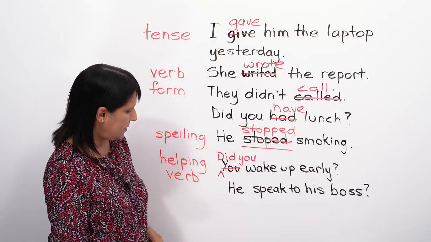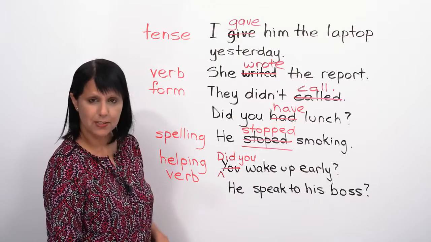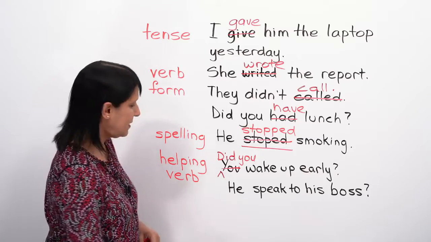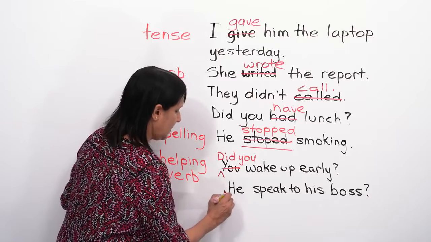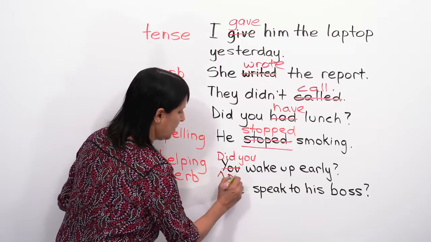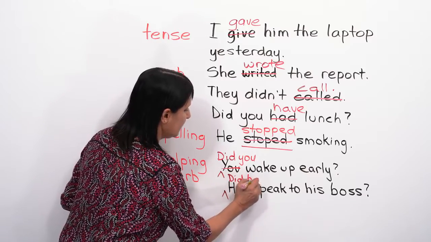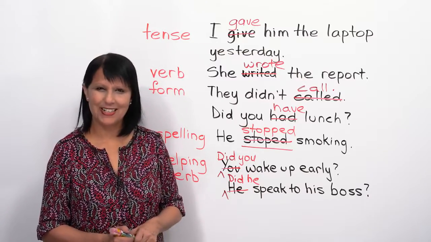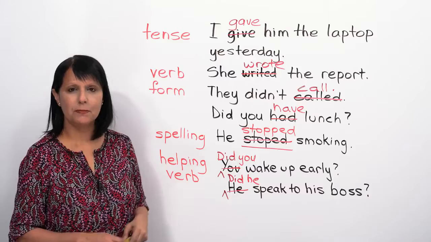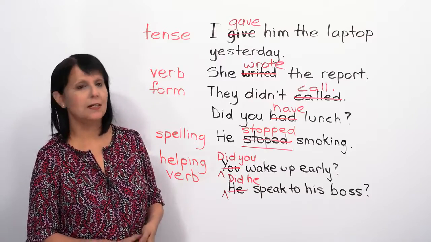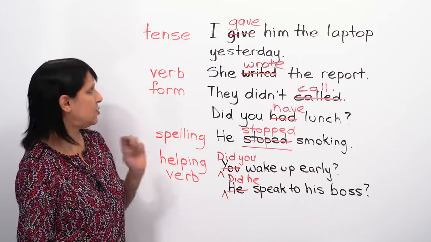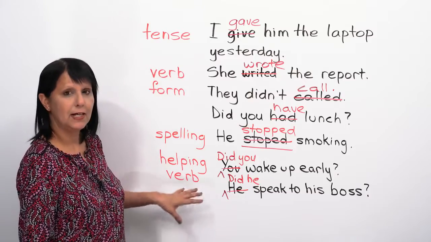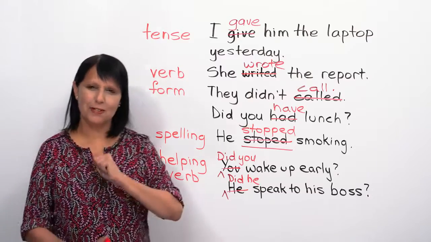Here. "He speak to his boss?" That's wrong. So how do we correct it? Again, the helping verb has been forgotten. So we say, did he speak to his boss? All right? So these are some of the common mistakes that people make using the past simple tense. So be careful of your tense, your verb form, your spelling, and make sure to use that helping verb.